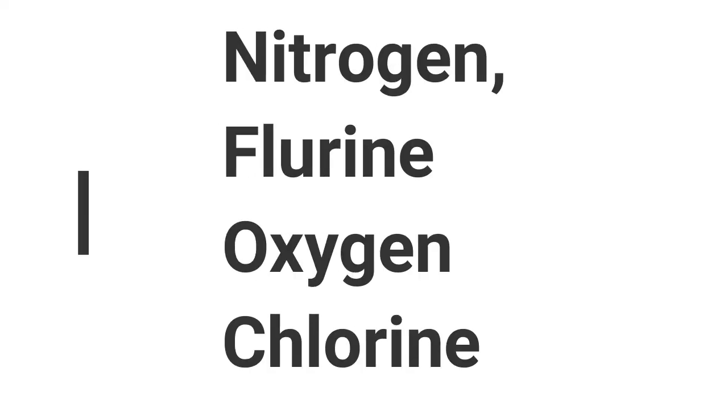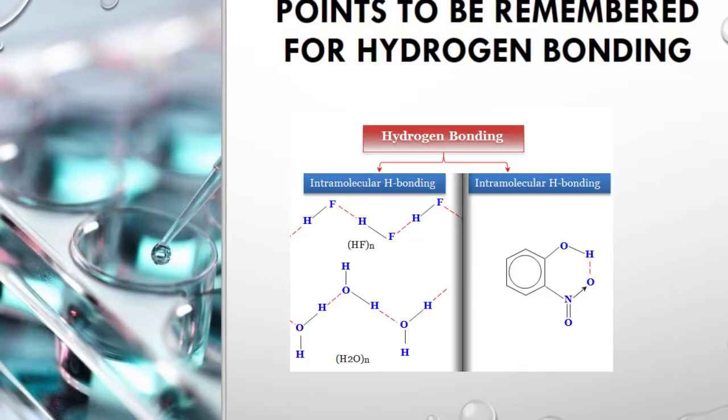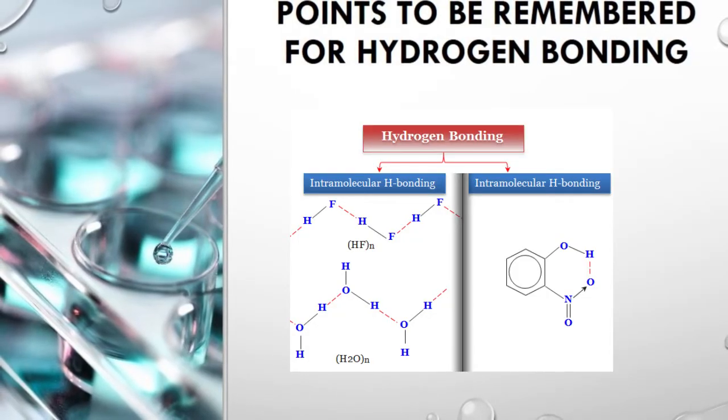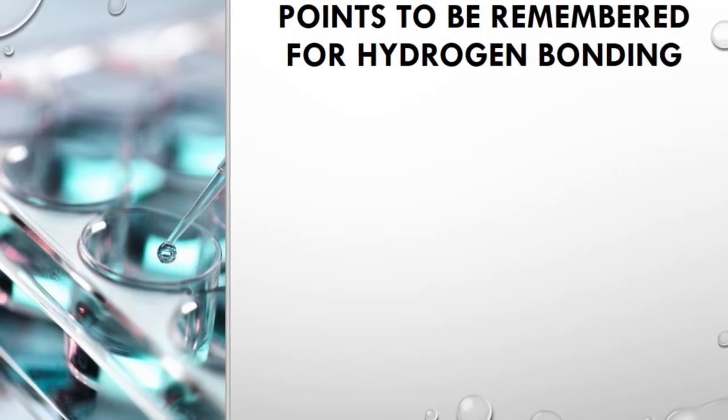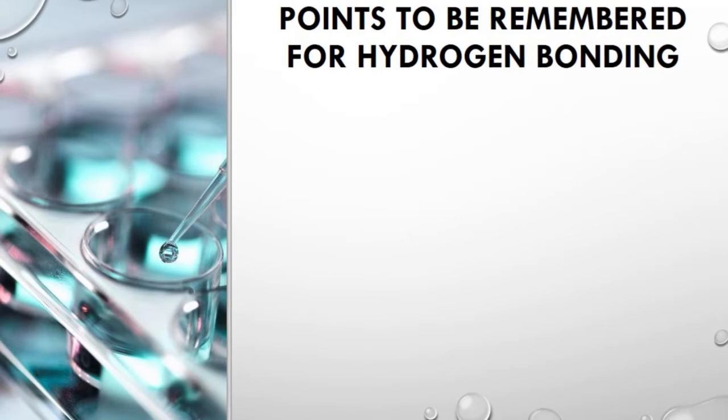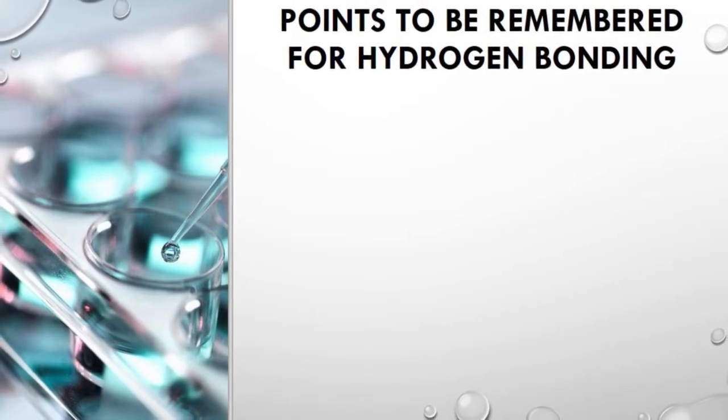The strongly electronegative elements are mostly nitrogen, oxygen, fluorine, and chlorine. Two molecules involved in hydrogen bonding may be the same or different. The exceptionally low acidic strength of the HF molecule as compared to HCl, HBr, and HI is due to strong hydrogen bonding.